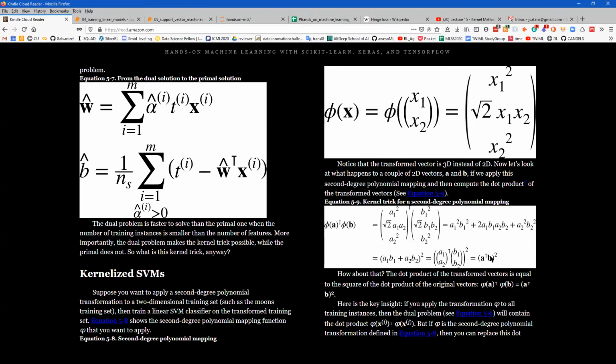So the idea is that if you start out with a kernel function, which is a function of the dot product of A and B, you don't really even have to know the mapping. Just knowing the kernel function is enough.